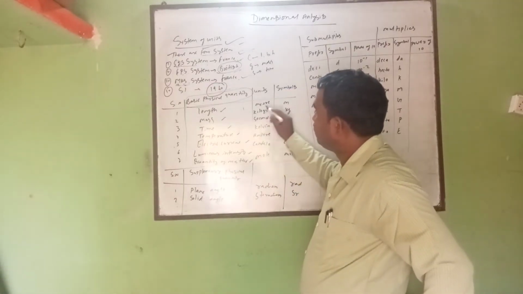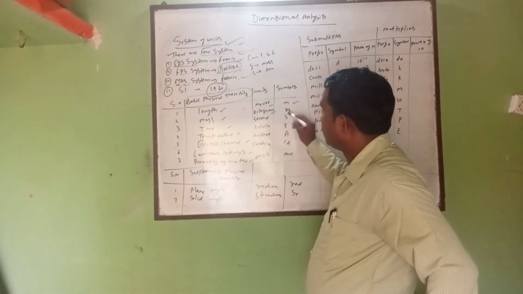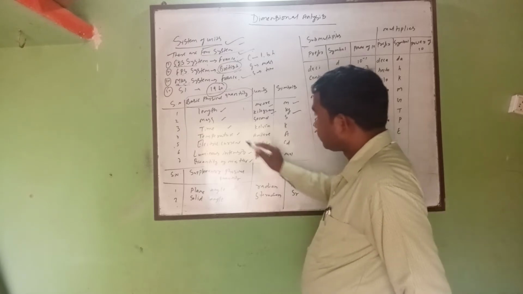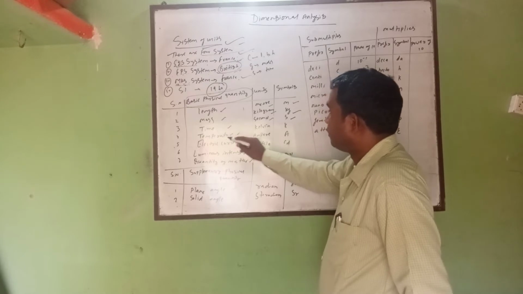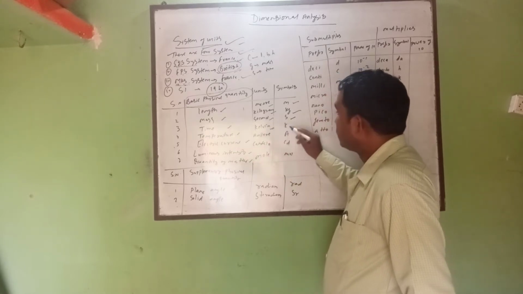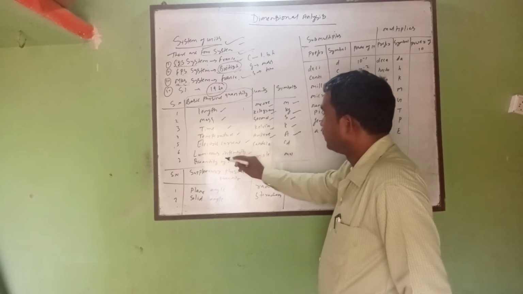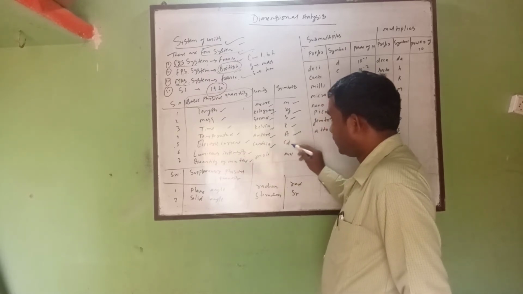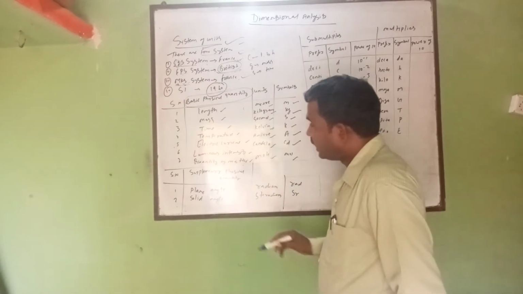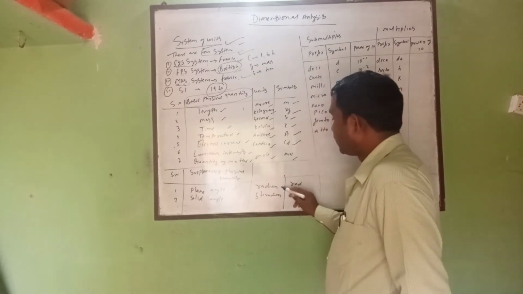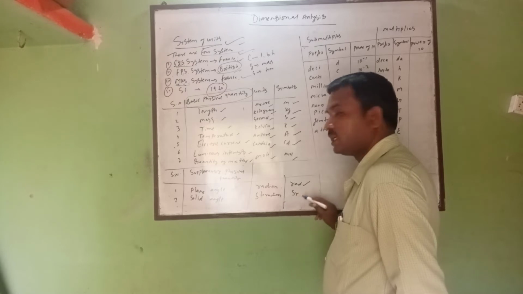Length we measure in meters, and the symbol is m. Mass is kilogram, symbol kg. Time is the second, symbol is small s. Temperature is measured in kelvin, K is the symbol. Electric current, ampere, that is a capital A. Luminous intensity, candela, that is cd. Quantity of matter, mole, that is mol. And for the supplementary, plane angle is measured in radians, symbol rad. Solid angle, steradian, that is sr.